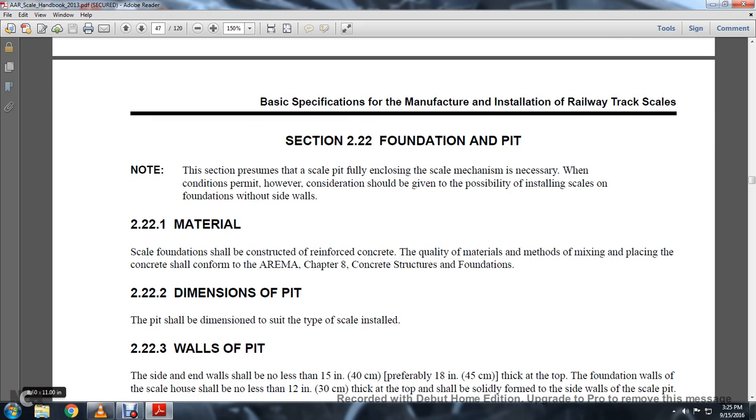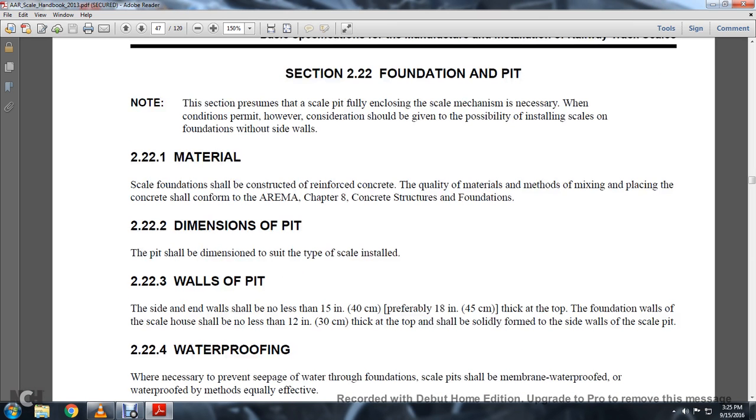222.1, material: the scale foundation shall be constructed of reinforced concrete. The quality of materials, methods of mixing and placing the concrete shall conform with AREMA Chapter 8, concrete construction and foundations. 222.2, dimension of the pit: the pit should be dimensioned to suit the type of scale installed.